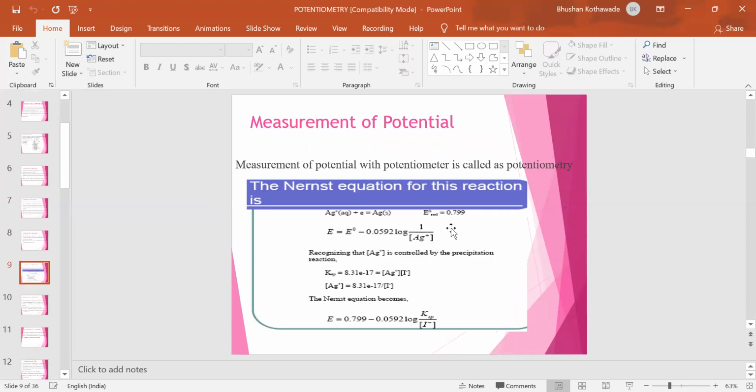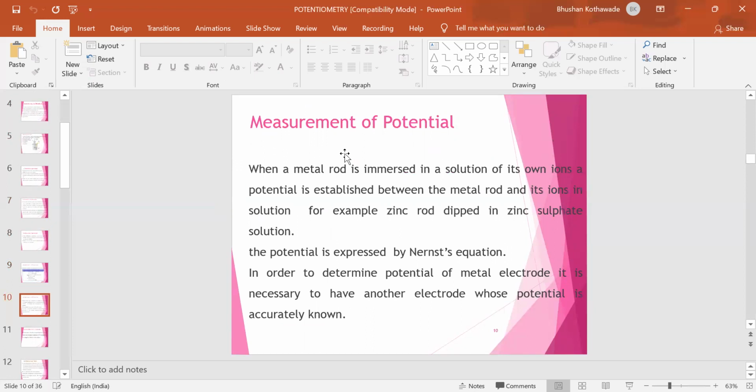This is the Nernst equation, which is used for the measurement of the potential of the potentiometer. Now, when a metal rod is immersed in a solution of its own ions, a potential is established between the metal rod and its ions in the solution. For example, a zinc rod dipped in a zinc sulfate solution. Then a potential will develop between the zinc rod and the zinc sulfate solution. So we can express this by the Nernst equation.